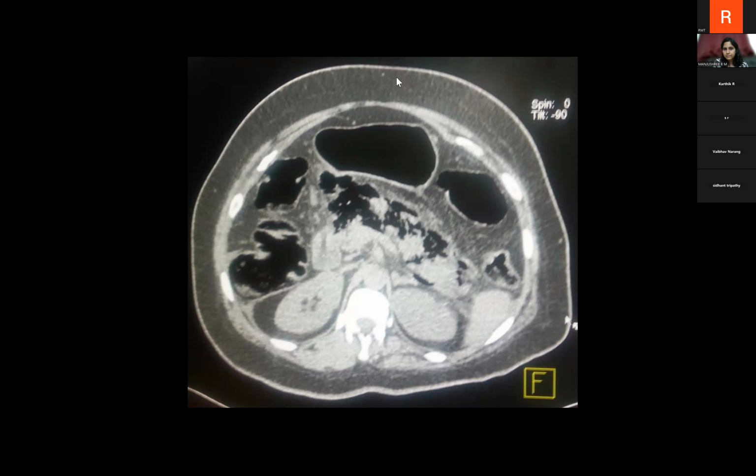Time's up. Okay. Sahiti has answered it first. This is emphysematous. Jaydeep has answered it completely.